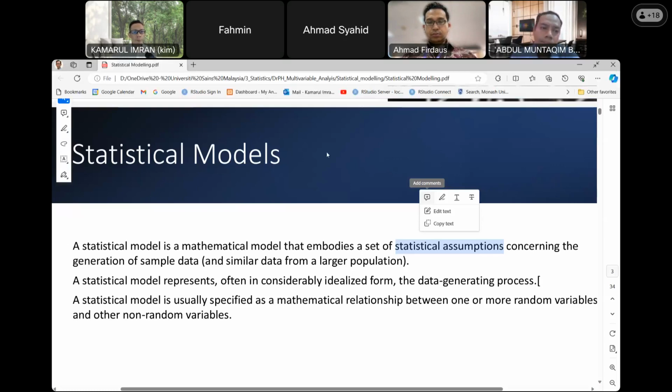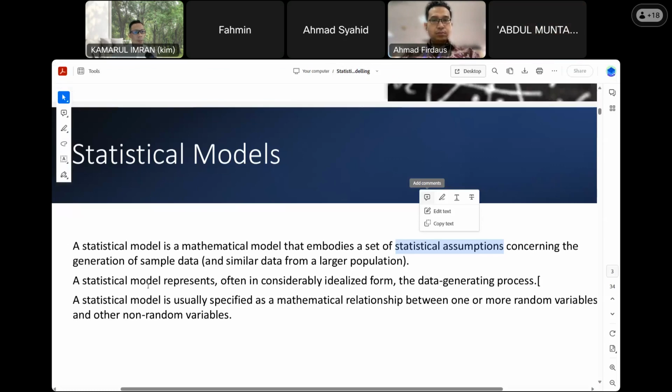So a statistical model often represents, in considerably idealized form, the data generating process. For example, the linear regression model, right? When we write the equation, we always write, for example, body weight equals beta 0 plus beta 1 exercise duration plus beta 2 comorbidity, and so on and so forth.